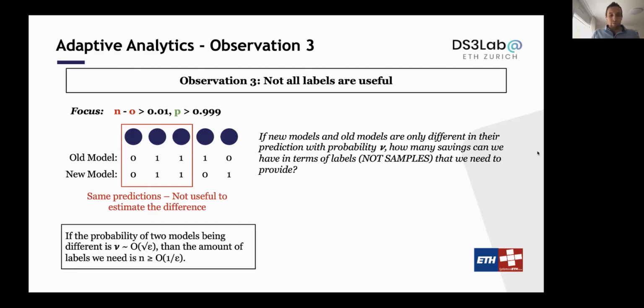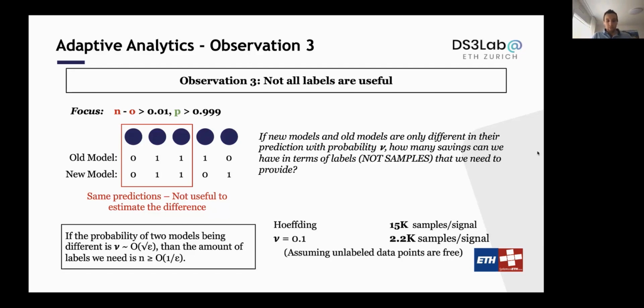More formally, if the probability of the 2 models being different is of some order square root of epsilon, the number of labels we require is of order 1 over epsilon, compared to 1 over epsilon squared, which we had in standard Hoeffding before. So the savings for small epsilon could be quite significant. Just to give you some rough numbers, for this condition using Hoeffding, we would need 50,000 samples per signal, and with a difference in probability in the order of 10%, we would require 2,200 labels per signal. Here we assume that the samples without labels are free.